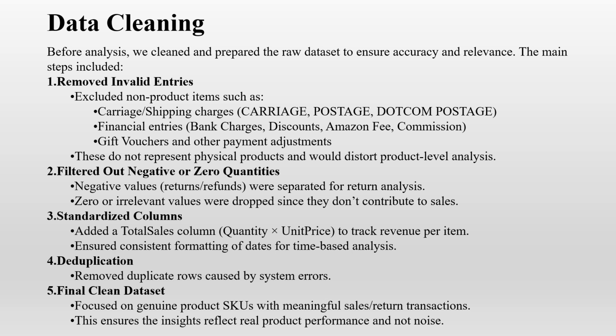And number 3 is to standardize columns. We added a total sale column, which is also known as revenue, that is quantity times unit price. We also ensure consistent formatting of dates for time-based analysis. Number 4 is deduplication, removing duplicate rows caused by system errors. And number 5, our final clean data set: we focus on genuine product SKUs with meaningful sales and return transactions.